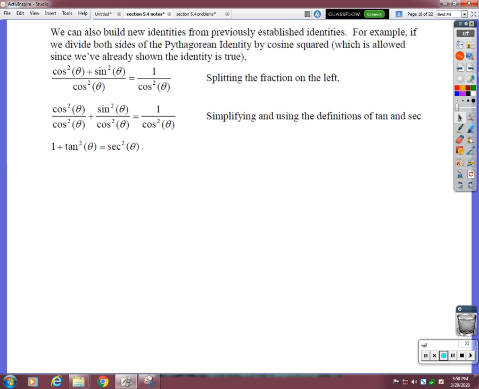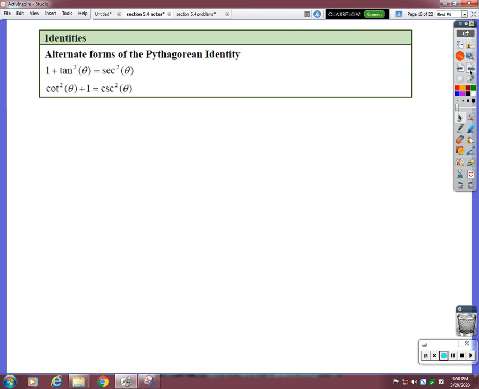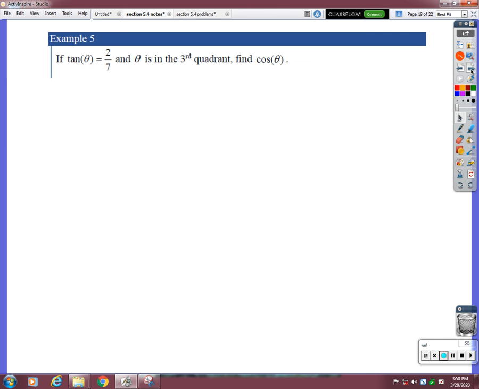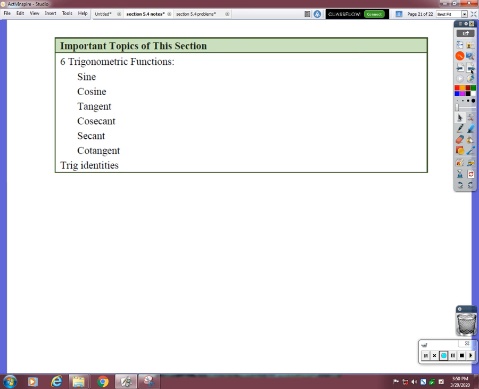So let's see, I think they summarize it all right here. The alternate forms of the Pythagorean identity: we know the regular form is sine squared plus cosine squared equals 1. We can switch that around to get 1 plus tangent squared equals secant squared, and we can also do cotangent squared plus 1 equals cosecant squared, so those are sometimes useful. Okay, I'm not going to mess around with any of that.